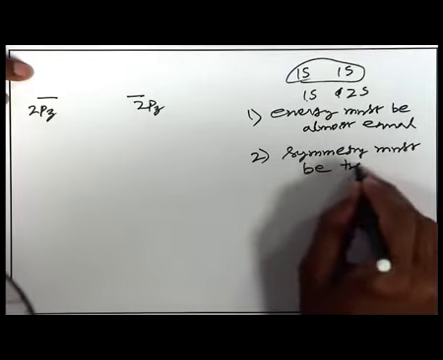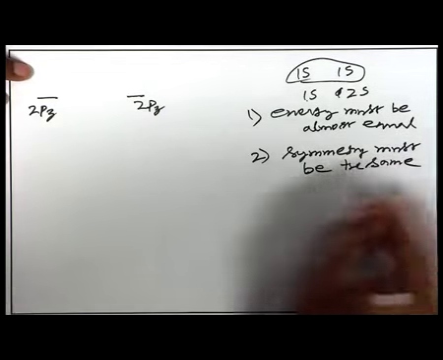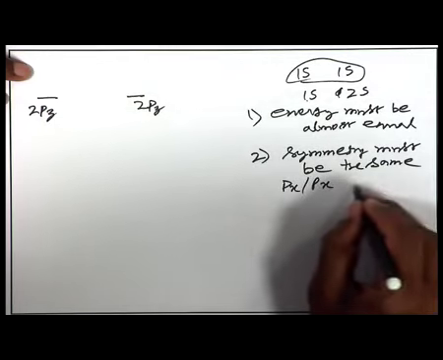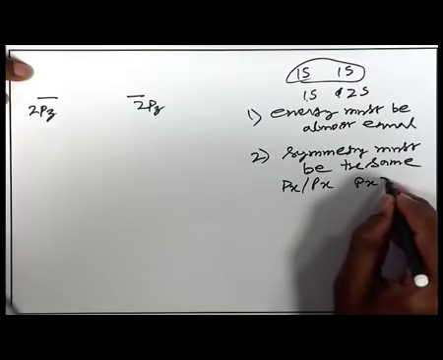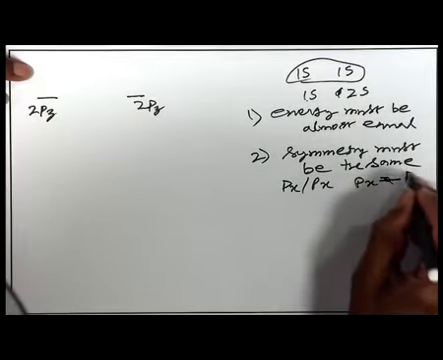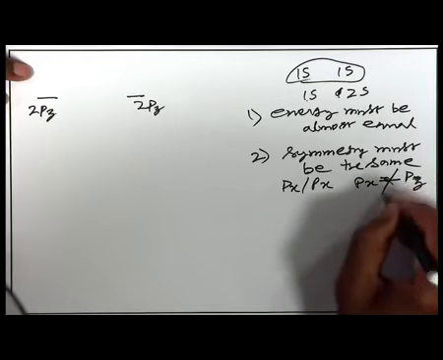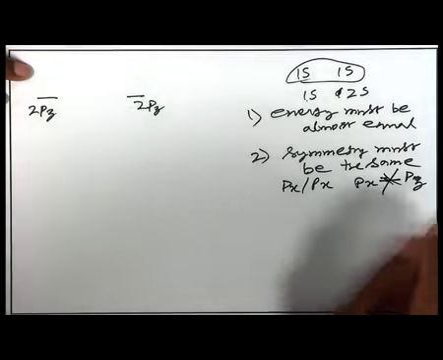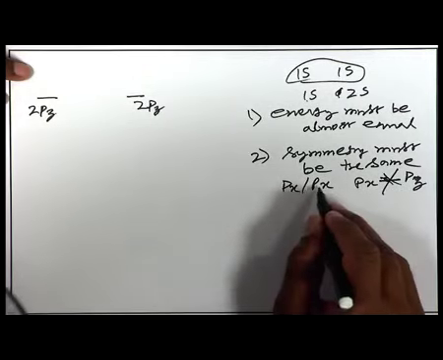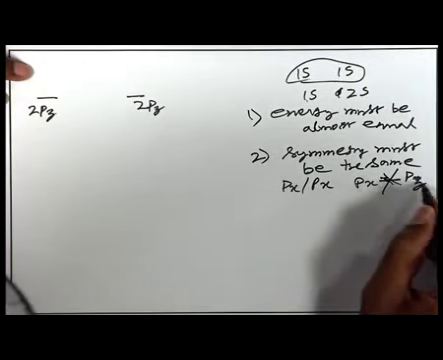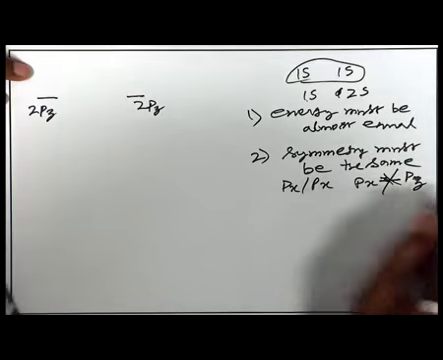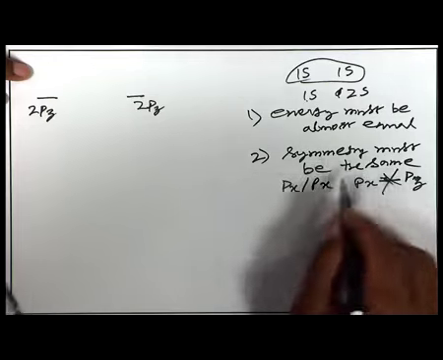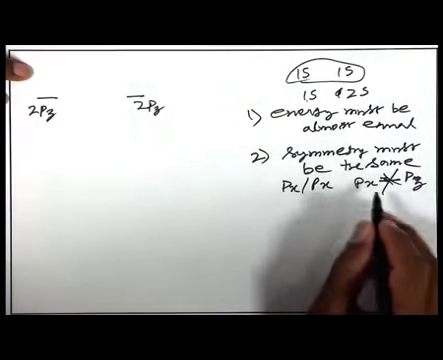Must be the same. For example, Px can combine with another Px. Px cannot combine with a Pz orbital, because the symmetry is different and they cannot overlap: Px is along the x axis, Pz is along the z axis. So symmetry must be the same for combination of atomic orbitals.